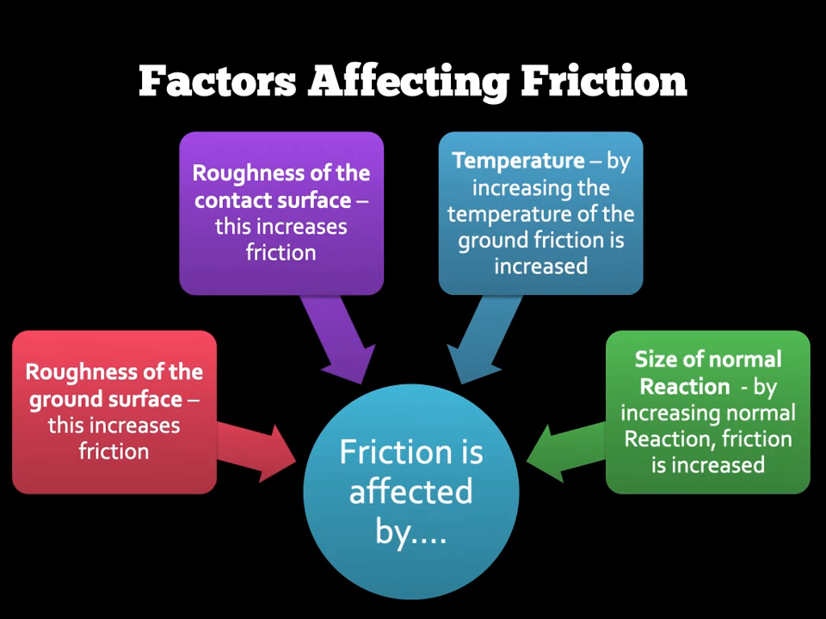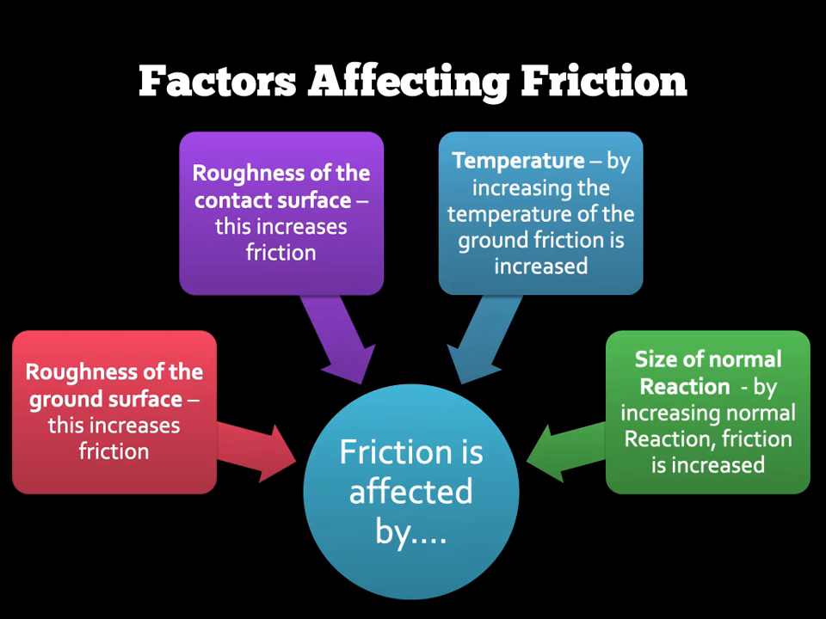However, if I'm an ice skater and I stand on an icy surface, that reduces friction, so I'm less likely to go forward. If I trod on that ice in trainers, I'd be slipping and sliding all over the place. So that's reducing friction. So that's what we mean about the ground surface. The purple box suggests the roughness of the contact surface. So this time we're looking at the footwear that you are wearing.